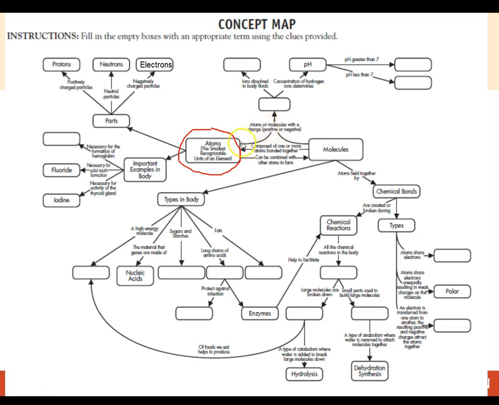All right. Now let's look over this way. Atoms with a charge. What are those called? Those are called ions. All right. Okay, so ions that have a concentration of hydrogen ions, or ions dissolved in body salts.